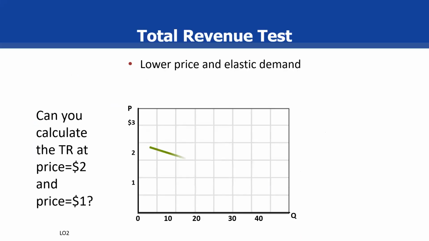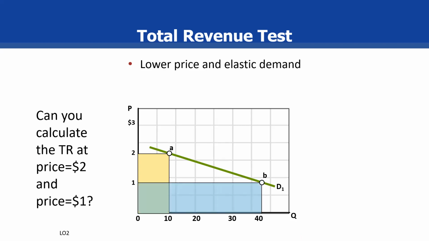You can also check out this little graph that I have here. So let's say the price is $2. When the price is 2, the quantity is 10. So 2 times 10 will give you the total revenue. So this yellow area is your total revenue, which is $20. And now let's say the price is going down to $1.